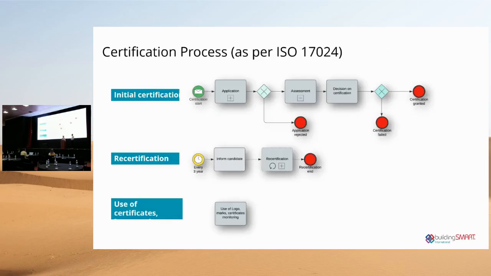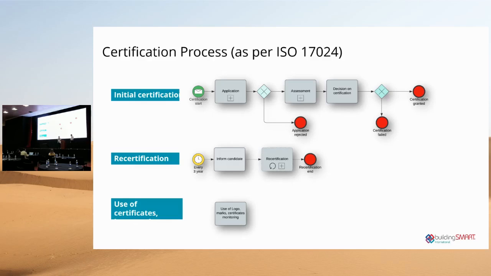Now let's move to the processes. I didn't mean to frighten you here, but this is the top level process of certification. So it is stated, defined in ISO 17024, what the whole process consists of. It's application, assessment, decision on certification. So it is from start to the end, where we can have a couple of rejections.